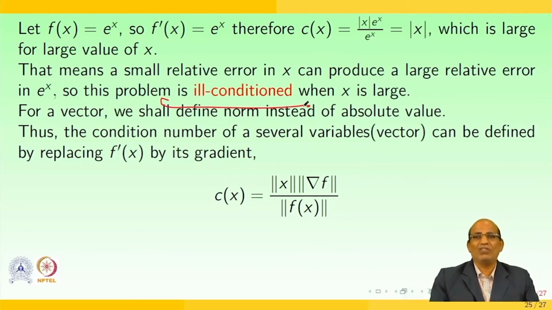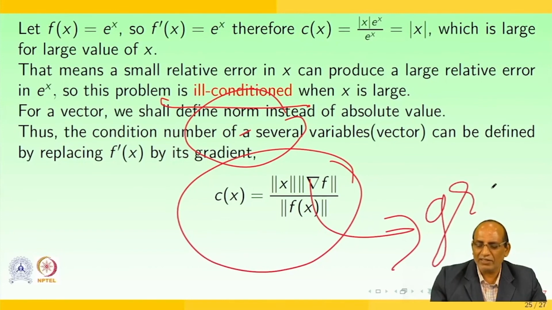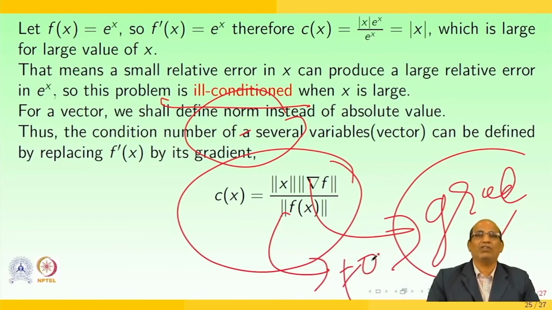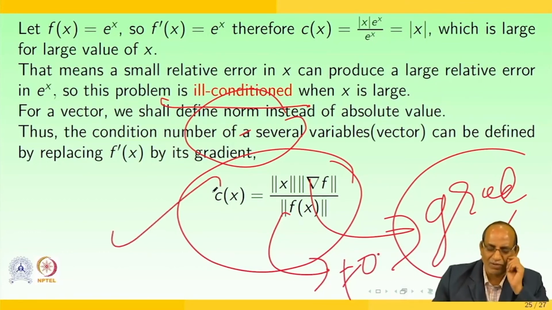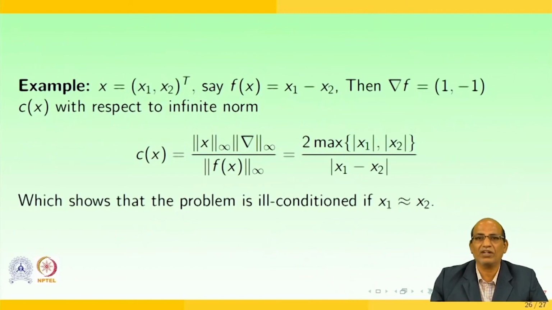For vectors, we shall have a norm instead of absolute values. So the condition number of a several-variable vector function can be defined like this, and this is what is called the gradient of a vector field, which you know very well. The norm of the gradient should be non-zero. Then I can define the condition number for vectors, and see what would happen to this system, whether it is ill-conditioned or well-conditioned.